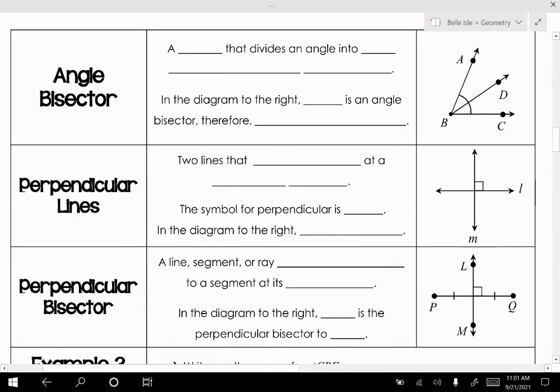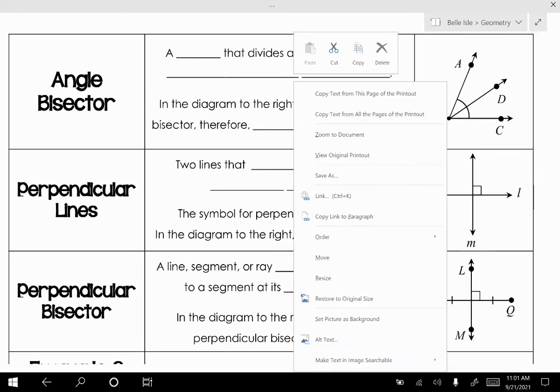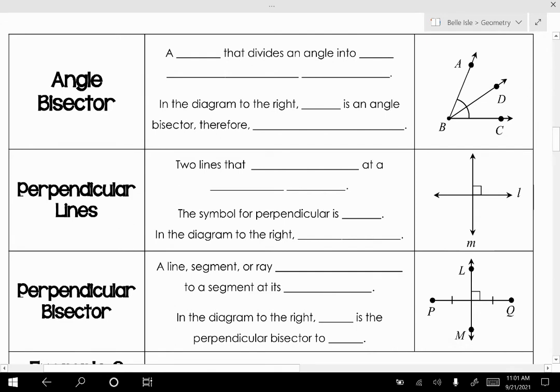Remembering it means you knew it in the first place. It's a ray. Nice. It's an angle that is bisected. Okay, so let's look at angle bisector.